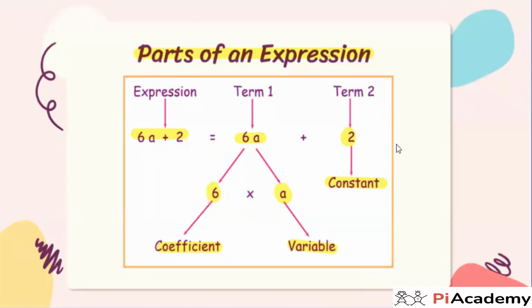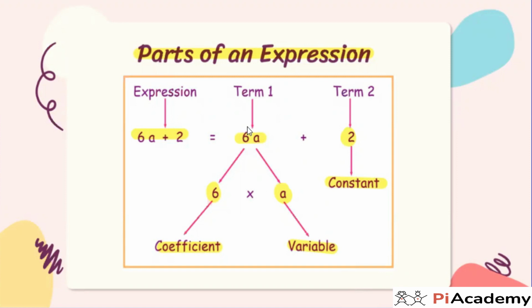Anyone wants to try? Abhi, can you please tell me why 2 is the constant whereas 6a is not? 2 is the constant because 6a is the variable.